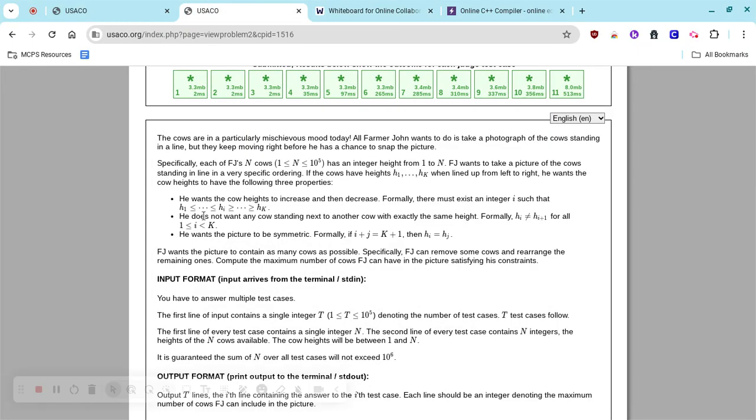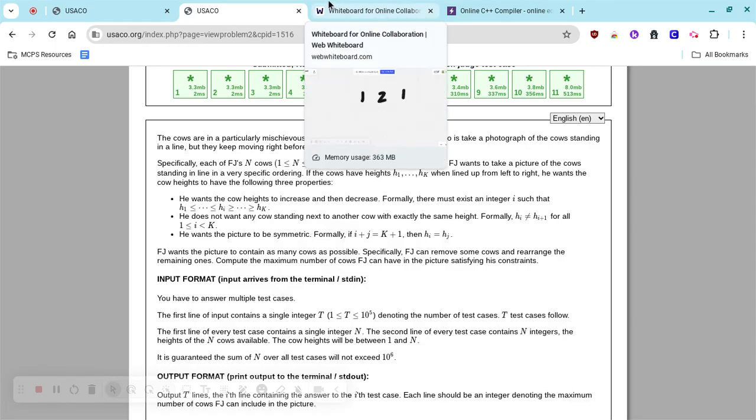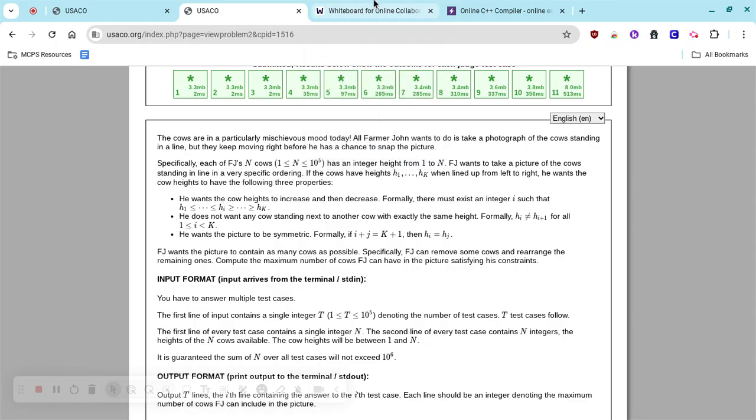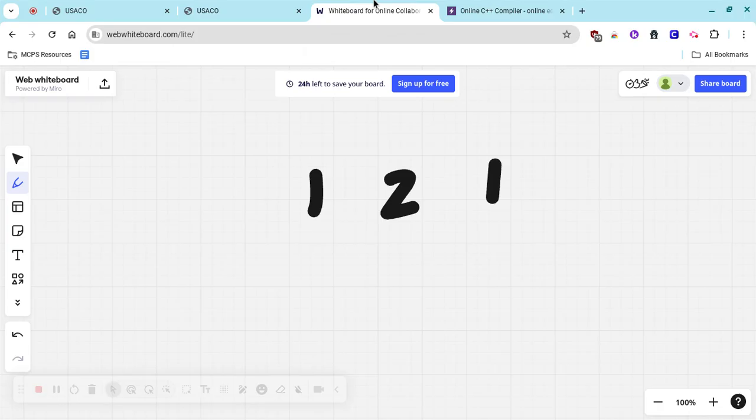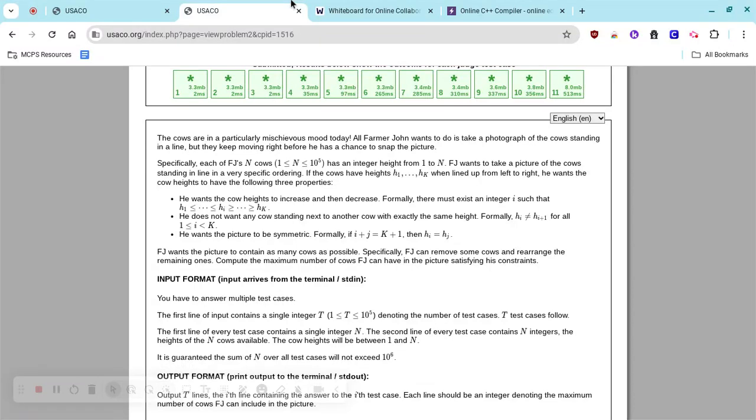The second criterion we need to meet is that cows next to each other can't have the same height. So we can't have cows like this, because there are 3 cows next to each other which have the same height, 1, 1, 1. The adjacent cows can't have the same height.